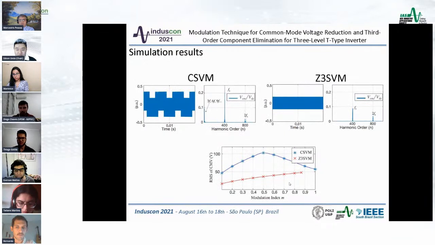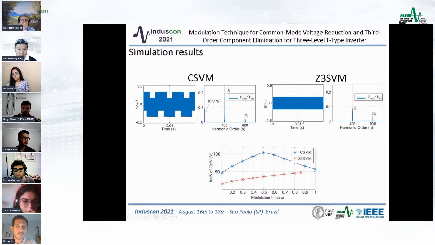And regarding the common mode voltage, the purpose of this modulation strategy is to eliminate the low frequency components. These components are at 3 times the fundamental frequency, 6 times the fundamental frequency, etc. Because these components are very bad in certain special applications.